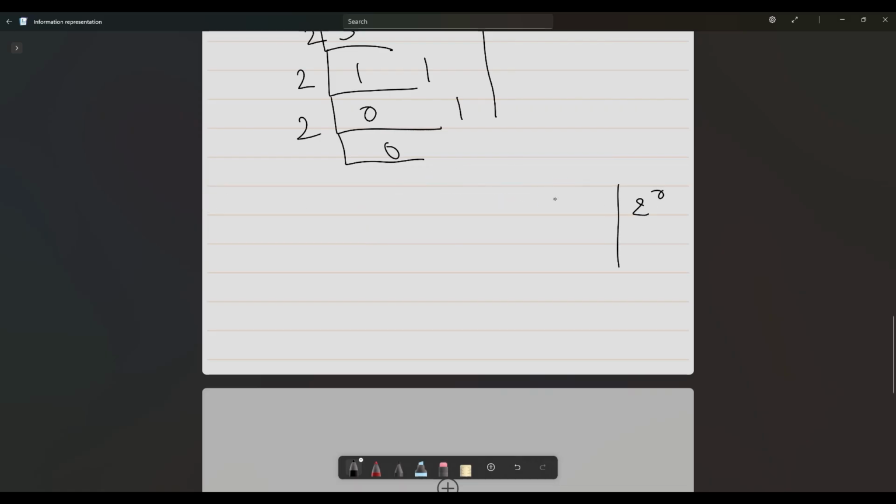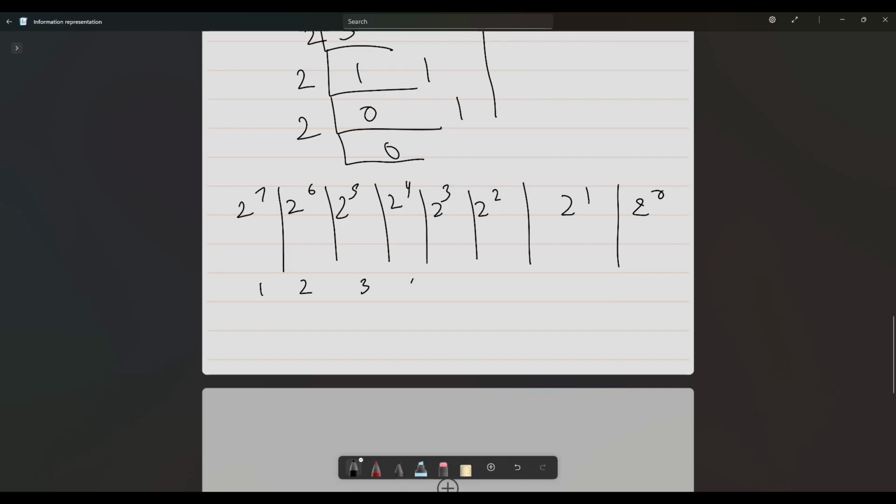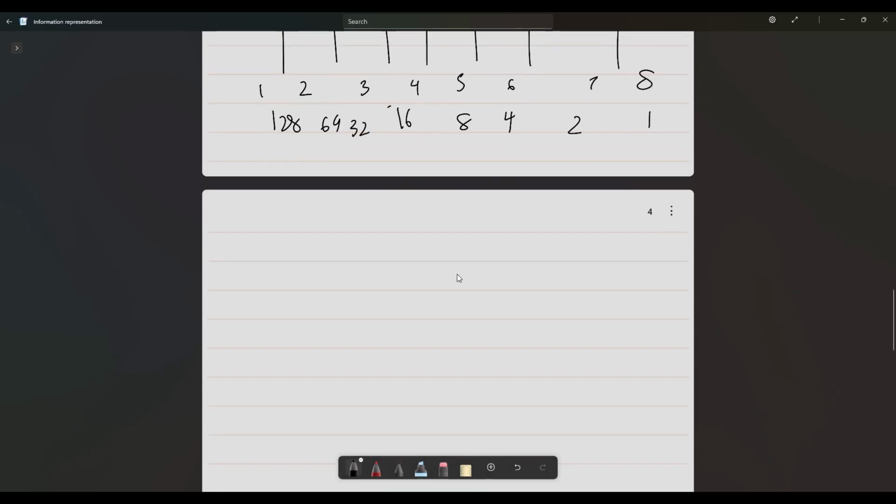2 to the power 0, 2 to the power 1, 2 squared, 2 cubed, 2 to the power 4, 2 to the power 5, 2 to the power 6, and 2 to the power 7. So since we're going from 0 to 7, this is 8 values. If you don't believe me, 1, 2, 3, 4, 5, 6, 7, 8. So this basically transfers to 1, 2, 4, 8, 16, 32, 64, and 128. If you want to remember the powers, you just double it. 1 into 2, 2 into 2, 4 into 2, 8 into 2, just double.